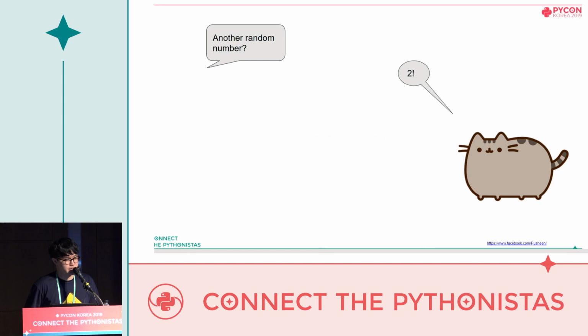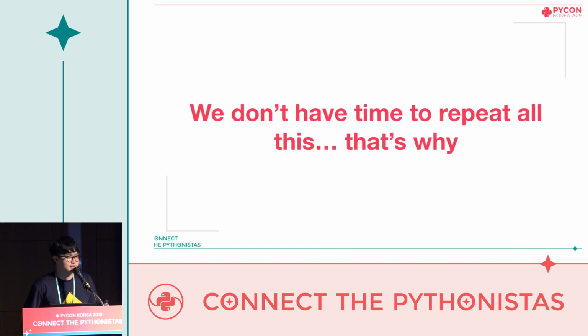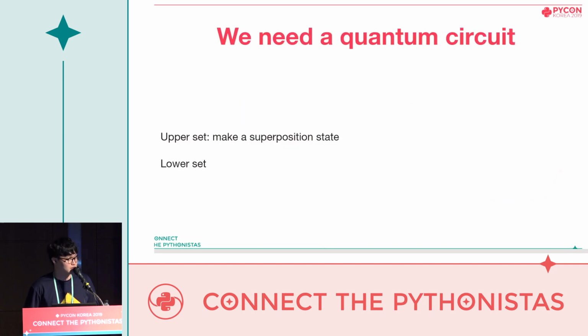So we take the number g, which in this case is 7, and take a power by 2, which will be 49. And then we divide it by the number n, 15 in this example, and get the remainder, which is 4. But it's not 1. So we would need another random number. Let's see, never mind. So this is one way to find the power by using a classical computer. But the thing is, it takes too much time. We don't have time to repeat all this. And that's why we need a quantum circuit.